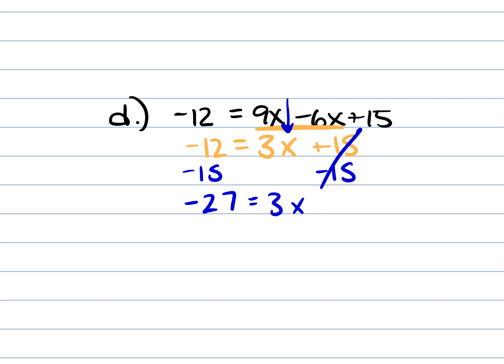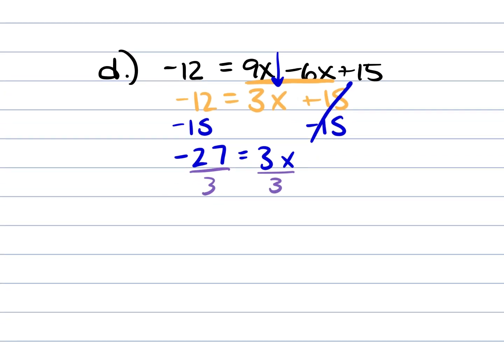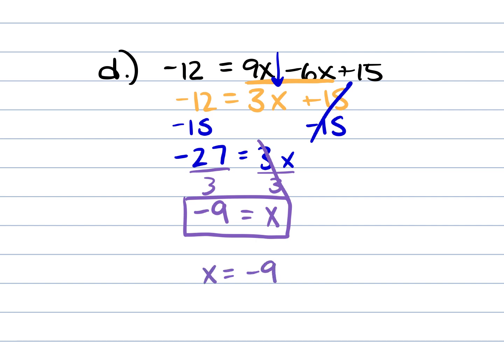Since 3 is being multiplied to x, I'm going to divide both sides by 3 to move it to the other side. So we do the opposite of multiplication, which is division. So it cancels out on the right. I'm just left with x. And then on the left, I have negative 27 divided by 3, which would be negative 9. And that's our answer. Saying negative 9 is equal to x is the same thing as x is equal to negative 9. You could flip it if you wanted to. These are the same. They're both right.